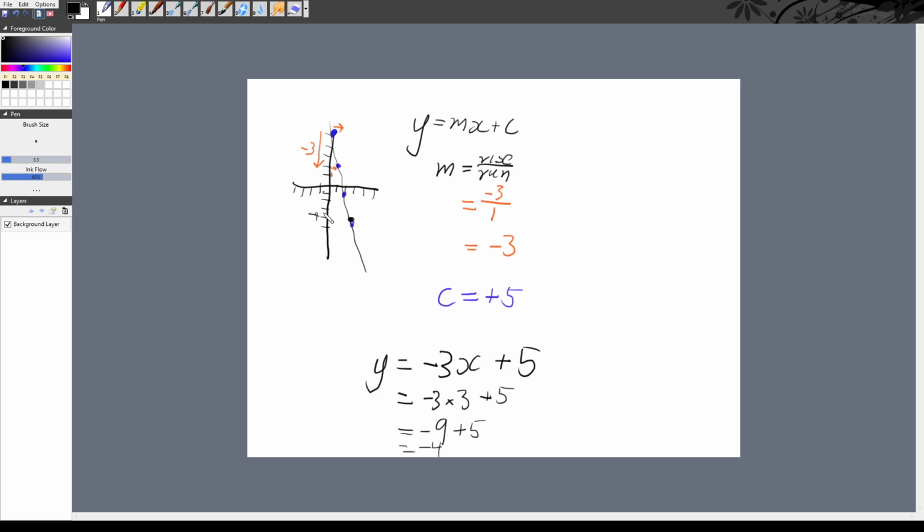when x is 3. So this rule now works for any value of x. And all we need to do is we need to figure out the gradient, which is the pattern. How much does it go down or up by? And how much does it go across? And where it crosses the y-axis. That's the gradient intercept form, y equals mx plus c.